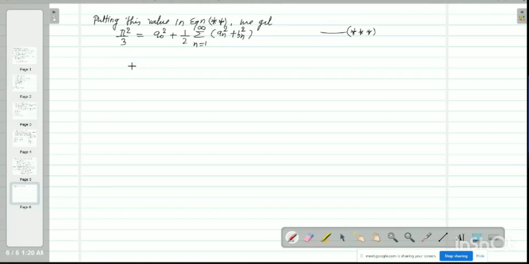Now putting the values of a naught, a n and b n in equation triple star.